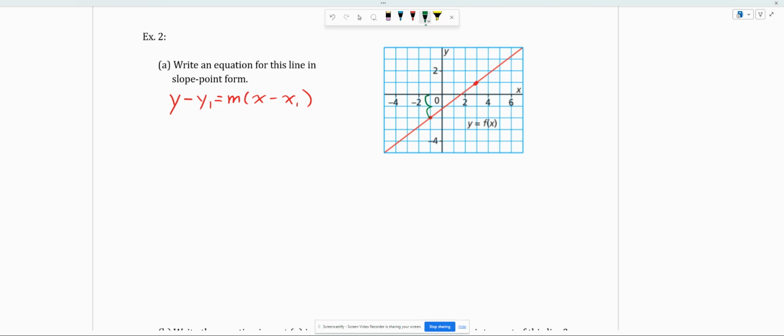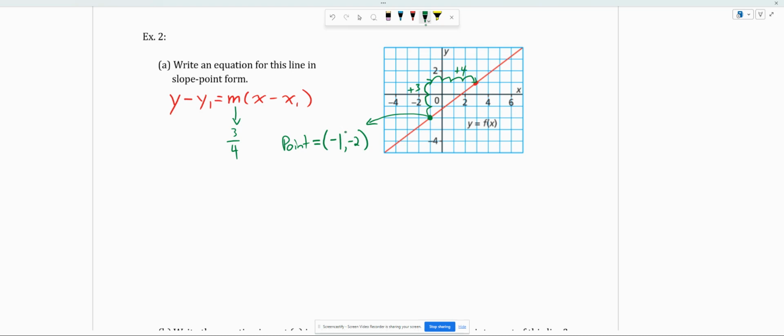So it goes up 1, 2, 3. So I got a plus 3 here, and then it goes 1, 2, 3, 4. So plus 4. So we can see my rise over my run is 3 over 4, just by reading it right off the graph. Now, the point we're going to use doesn't matter as long as it is a valid point on the graph. So we're going to use this one right here, and that's at -1, -2.